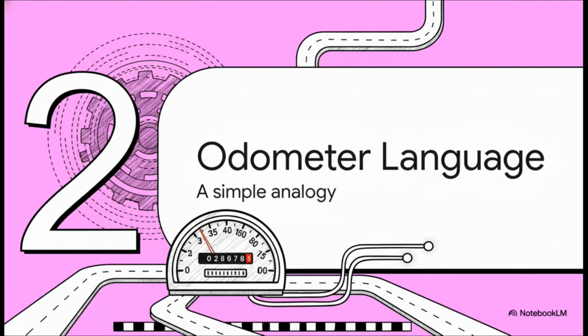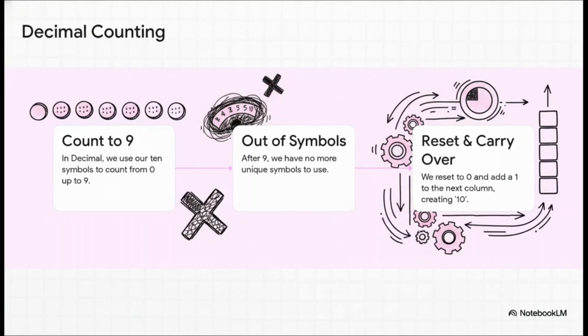And to really wrap your head around how this works, you don't need a fancy calculator. Nope. All you need to do is think about the odometer in a car. This simple little analogy, it's the key that's going to unlock this whole concept for us. Okay, so picture it. Your car's odometer clicks up, 0, 1, 2, all the way to 9. And then what happens? It's run out of symbols, so it does a little trick. It flips that first column back to 0, and it rolls a 1 over into the next column. Bam, you've got 10.